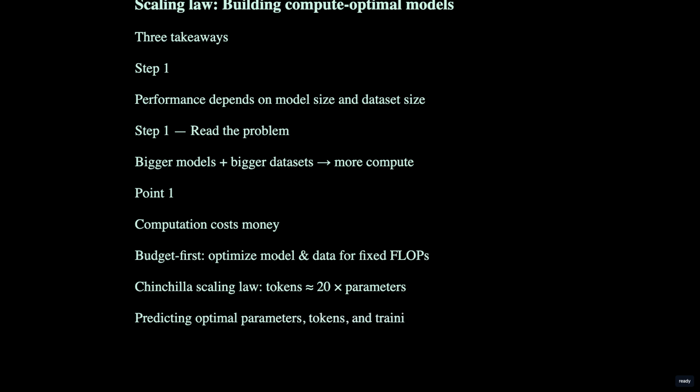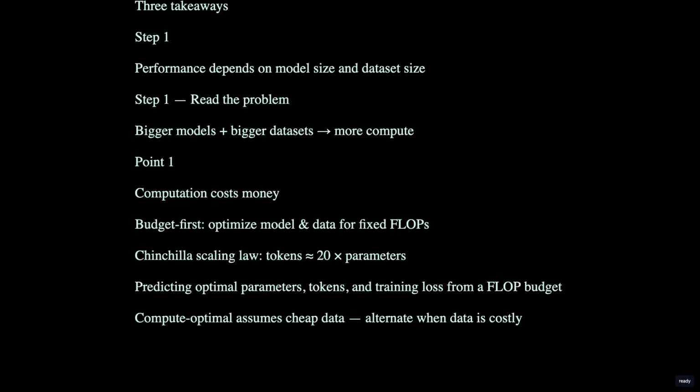Training used to feel like alchemy, but now we can predict concrete choices. For a given flop budget, we can estimate the optimal number of parameters and tokens, and even predict the resulting training loss if we set them correctly. Figure 2.8 visualizes these relationships. The compute optimal recipe assumes that collecting more training data is much cheaper than adding compute.